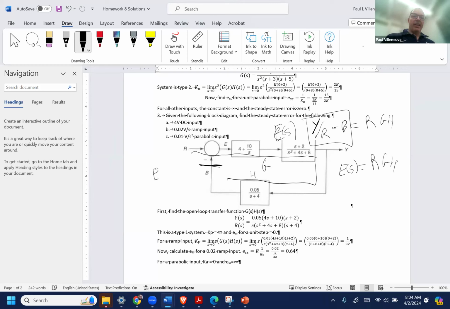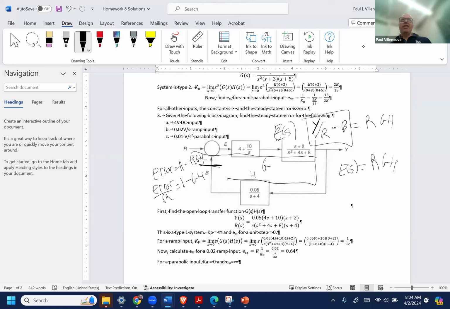So the error by definition is equal to R minus your feedback, which is R times GH. So your transfer function is your error divided by R, which is equal to 1 minus GH, correct? When I just factor out the R.